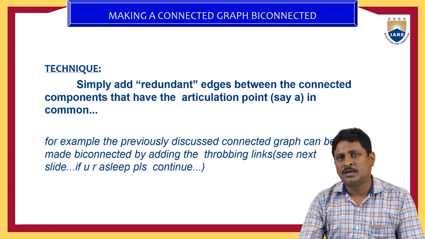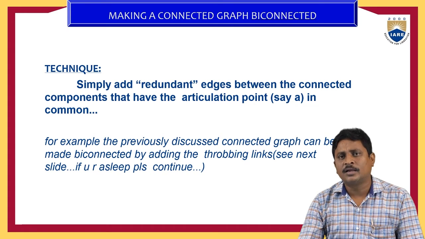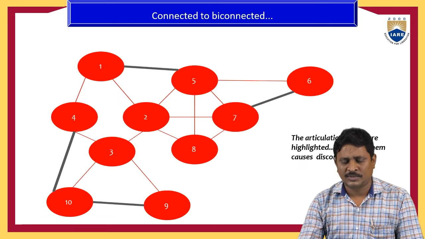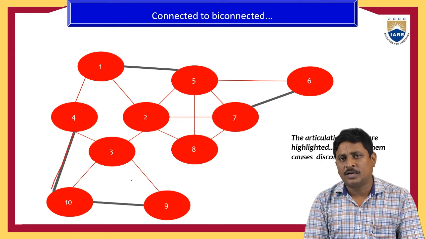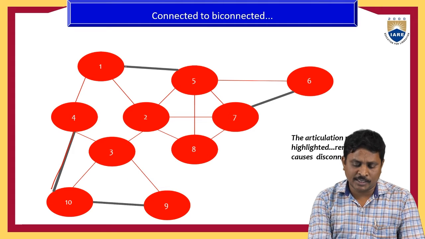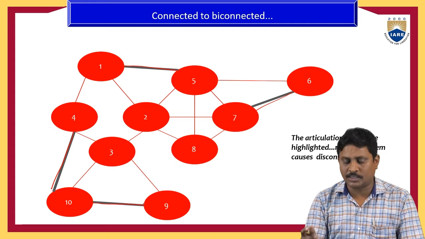To convert a connected graph which has articulation points into biconnected components, simply add redundant edges between the connected components that have the articulation points in the given graph. Now here we draw this one redundant edge, this is another redundant edge, this is one more redundant edge, and this is another redundant edge.